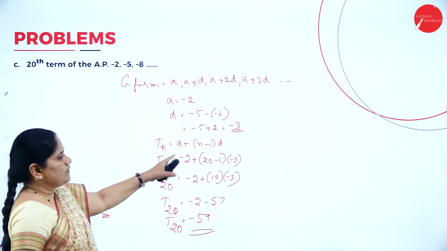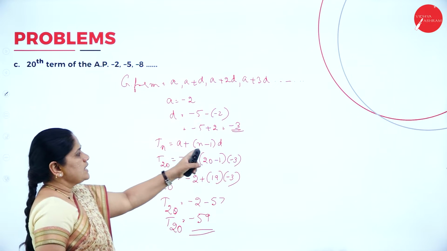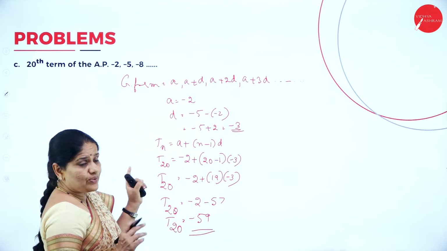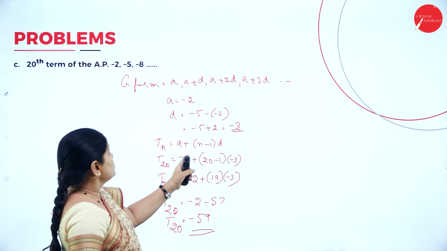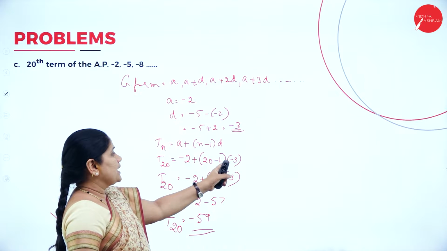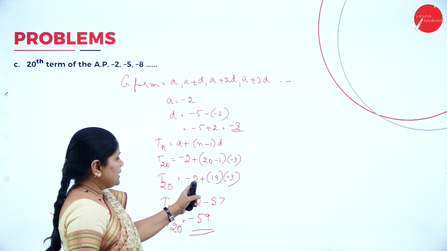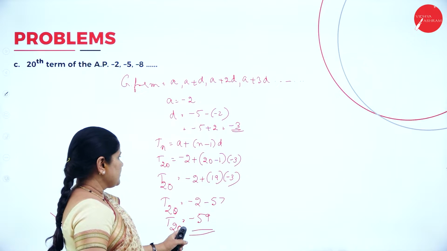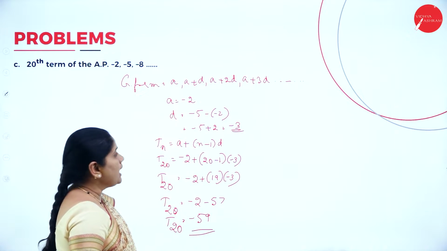So, Tn formula, Tn equals A plus n minus 1 into D, for the 20th term. So, n is 20. So, minus 2 plus 20 minus 1 into minus 3. So, minus 2 plus 19 into minus 3, so minus 57. So, minus 59 is the answer.